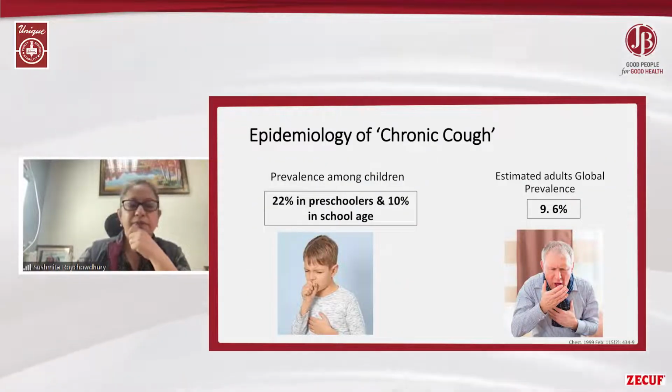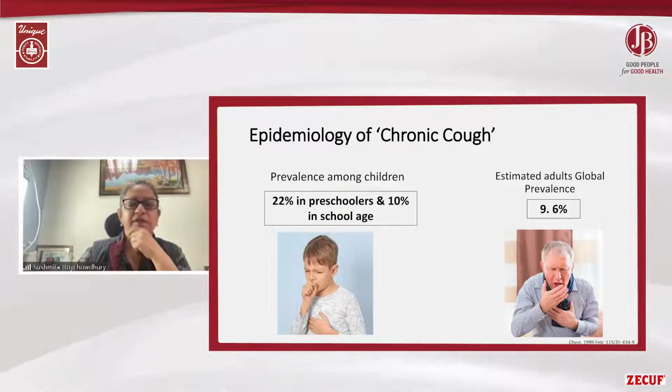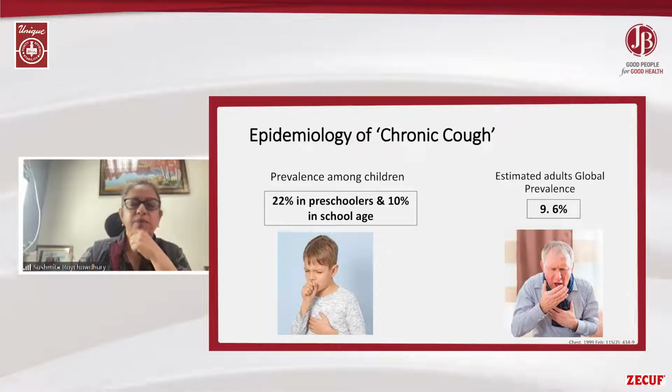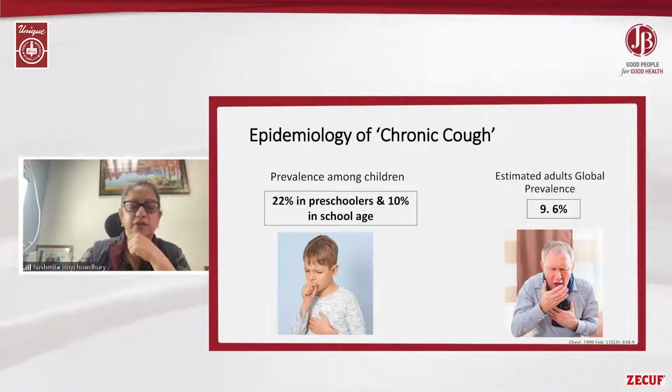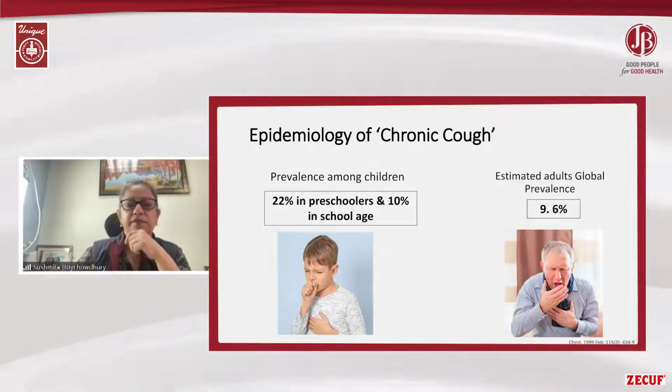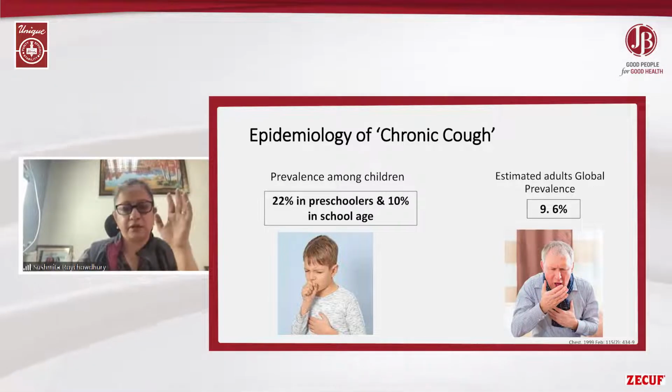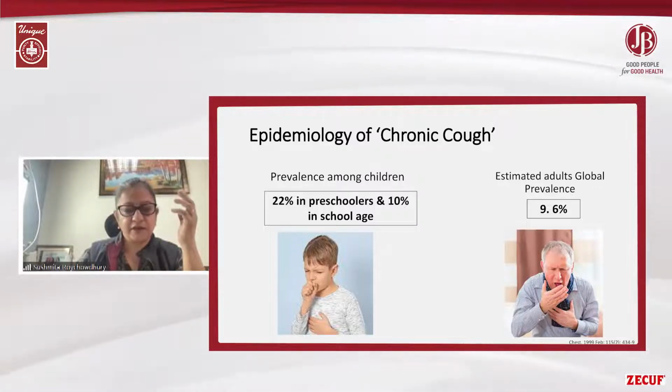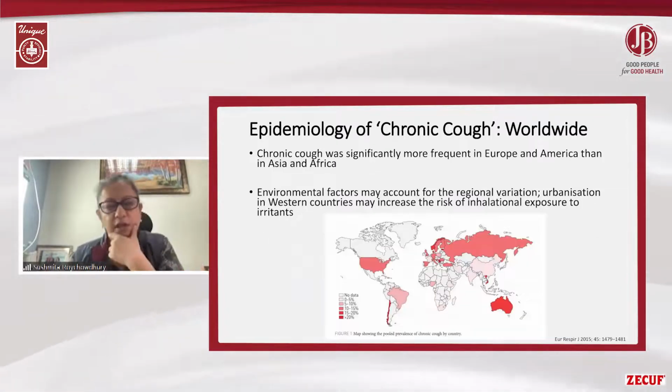So chronic cough, the prevalence is very difficult to diagnose, but amongst various studies, it has been found to be in nearly 22% of the preschoolers and 10% of school-going children. And adult global population prevalence is approximately 10%. But that again varies, and again we will talk about some of the studies that have been done.